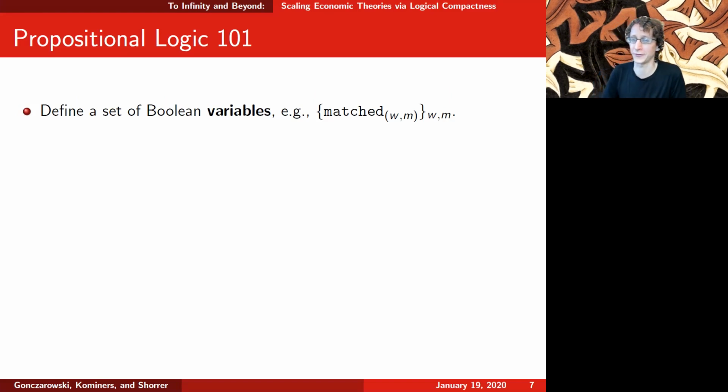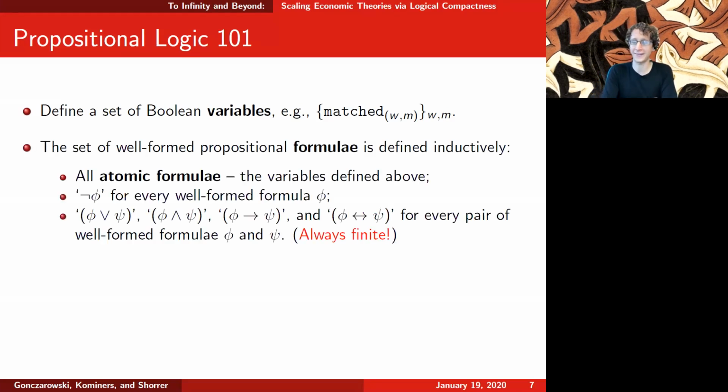Anyhow, we're going to define a set of Boolean variables. The good news is they're existential variables, right? They're just Boolean variables. They happen to be named matched WM or soon to be matched MW, but that's just a variable name. For a given set of Boolean variables, the set of well-formed propositional formulae is going to be defined inductively off of those variables. So we start with all of the atomic formulae. Those are the variables that we started with. And then for every formula in the set, we add in a not option, so not formula for every well-formed formula. And then also for every pair of formulae, we add or, and, implies, and equals, like an if and only if.